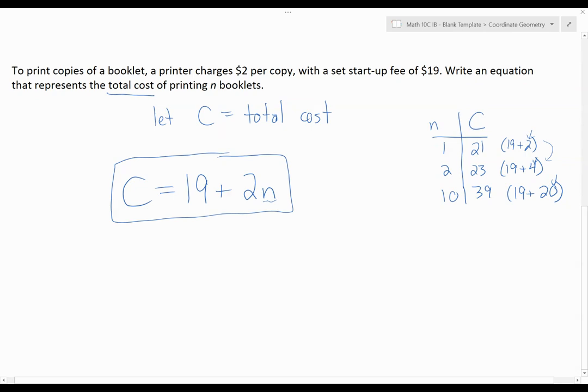Again, it's a situation in which n would definitely have to be a whole number. The printer is not going to print 8/10 of a booklet for you. But within that restriction, this equation will then allow me to figure out the total cost.